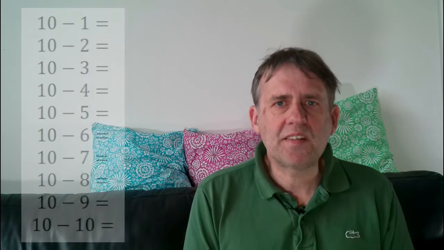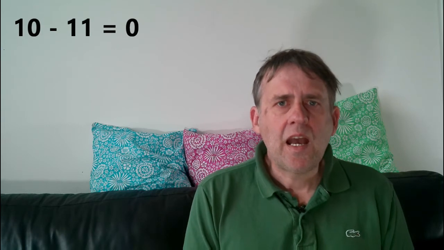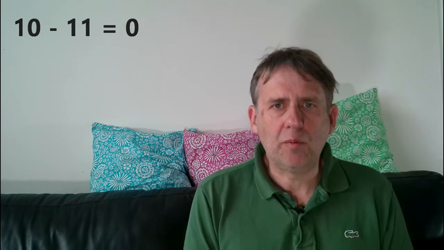However, then the boy did something very interesting. He wrote 10 minus 11 equals 0. At this point, my teacher friend wrote the comment, "Can you do this?" question mark. I asked her why she wrote this, and her answer was simple. "Oh, they are not meant to know about negative numbers yet." I thought about this for some time. It was obvious to me why the boy had written 0 and not the correct answer, minus 1.